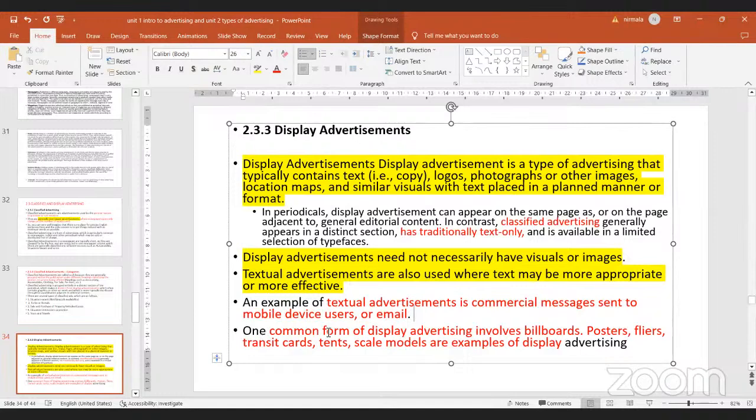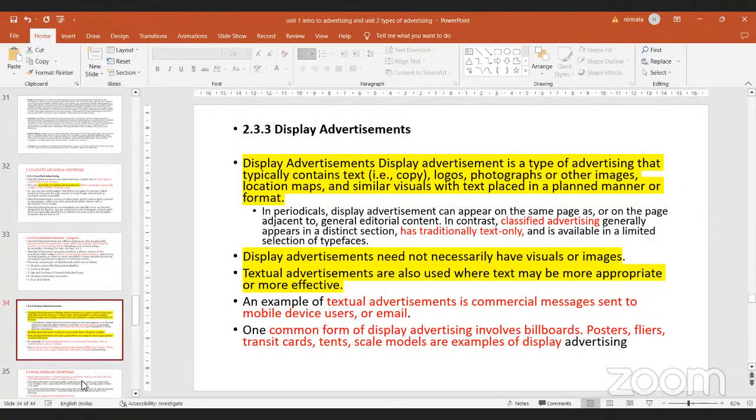The text also can be part of your billboards, hoardings, flyers, or posters, tents or scale models, or transit cards, or it can be in any of the forms which might only contain the information or the text, or it can also contain other information like logos, captions, location map, whatever.